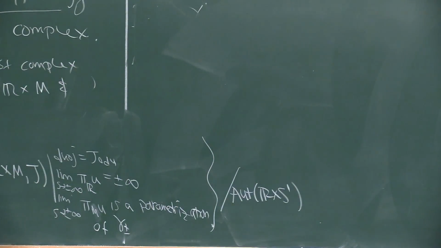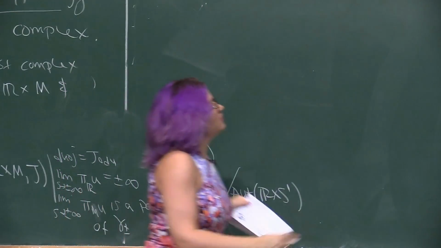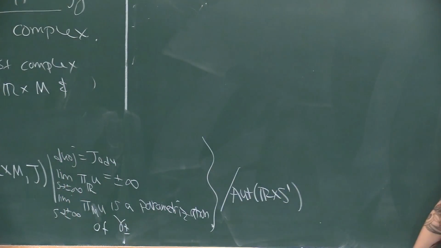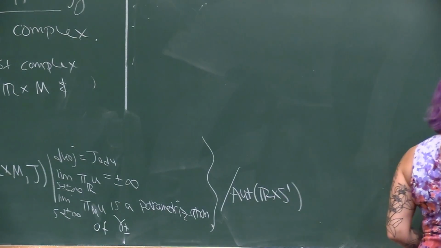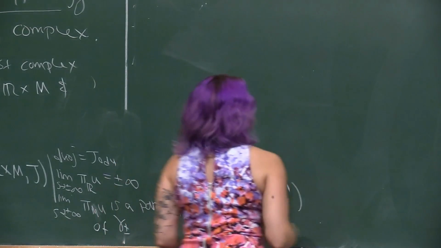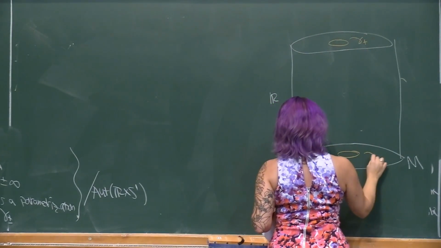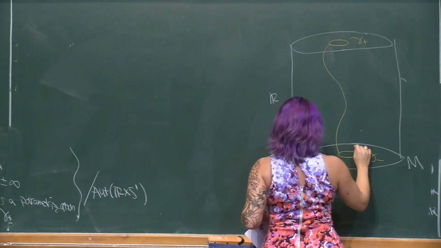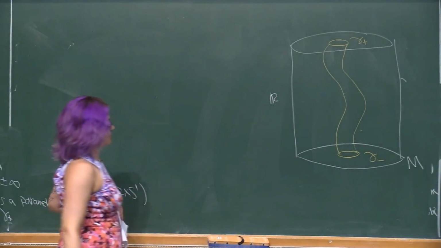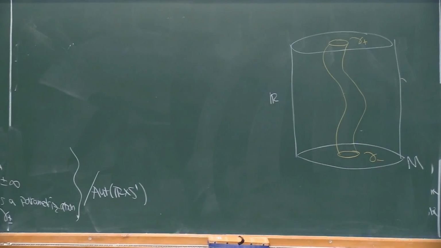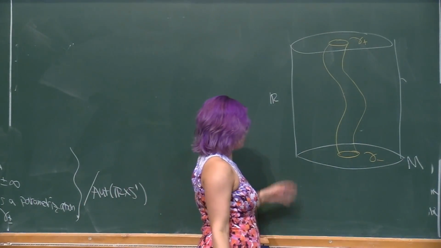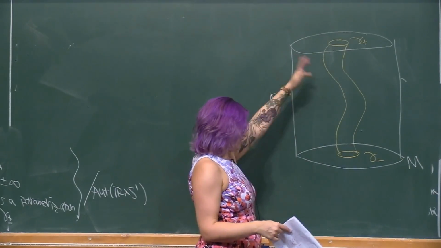Okay, so the picture is, if I pretend that my contact manifold is a circle, and this is the R component, then my pseudo-holomorphic curve has a limit at plus infinity on gamma plus and at minus infinity on gamma minus. And then it can do whatever it wants as long as it satisfies the J-holomorphic curve equation.